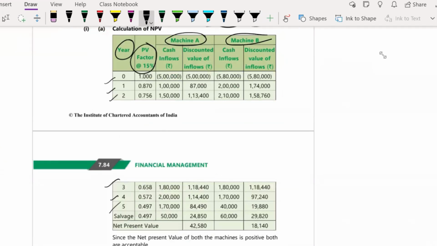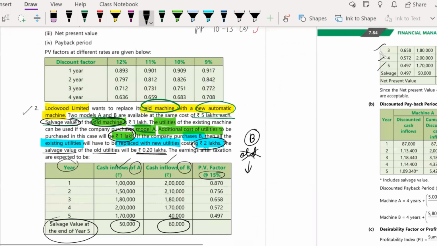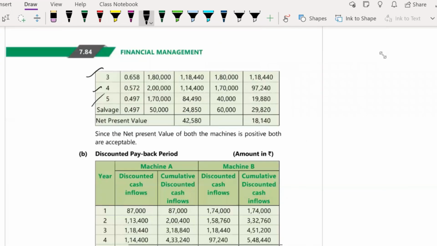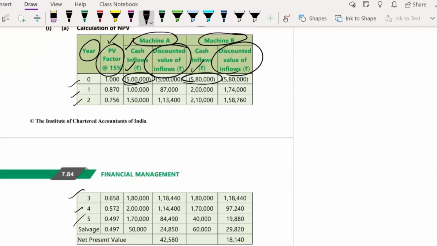Then in the case of machine A and machine B, you first have to write all the cash inflows of machine A and of machine B. So the cash outflow is 5 lakh in the case of machine A and 5,80,000 in the case of machine B. All these cash inflows are directly given in the question. You can just copy paste them there. Once you have done that, you have to find your discounted cash inflows. For machine A, it will be cash inflows multiplied by the PV factor at 15%. And for machine B, it will be the cash inflows of machine B into the PV factor at 15%.